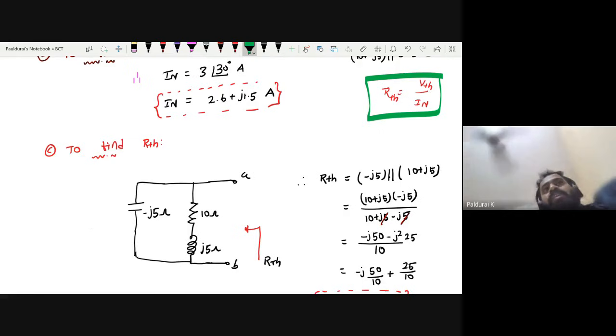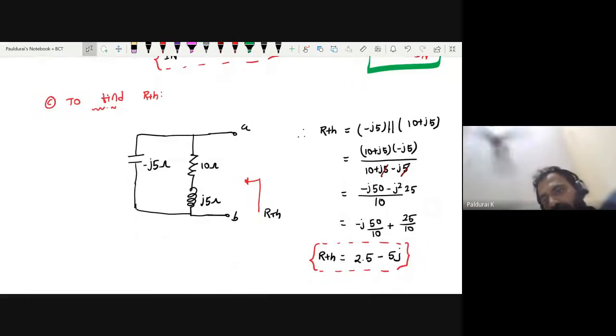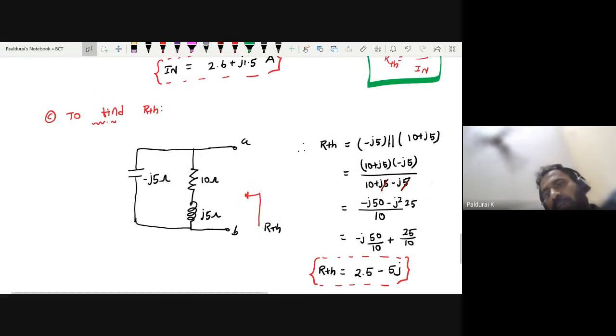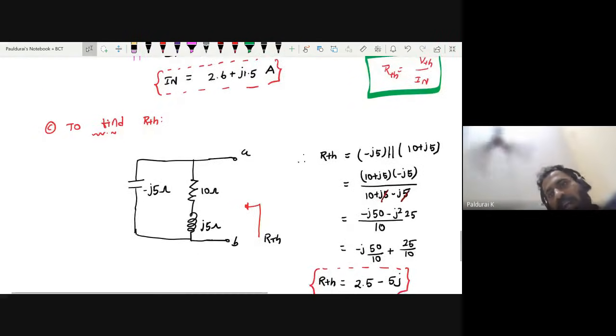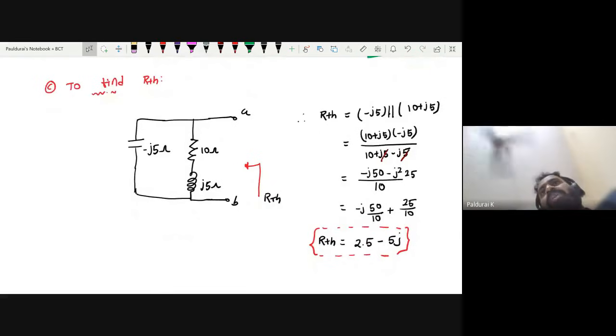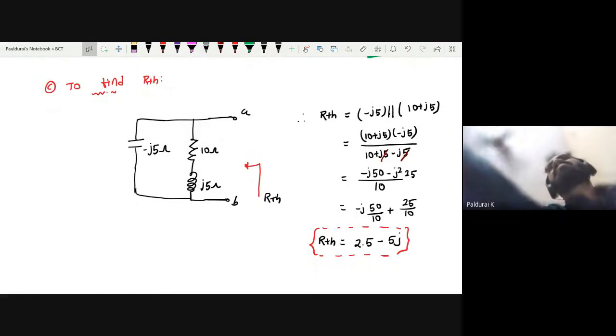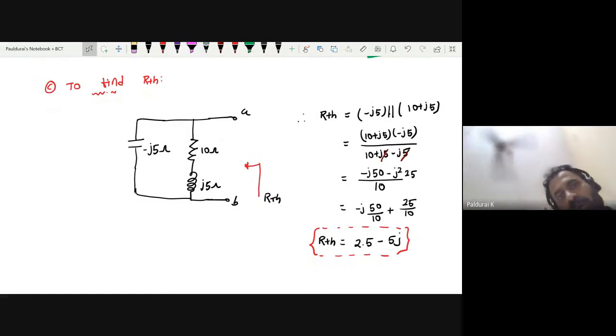What's the time? Yeah, the time is almost done. I will give that homework problem alone. Then I will leave it. You guys please verify this RTH by taking this ratio VTH divided by IN. You will get the same RTH. Please verify whether you are getting it or not. Okay. So now take my homework problem.